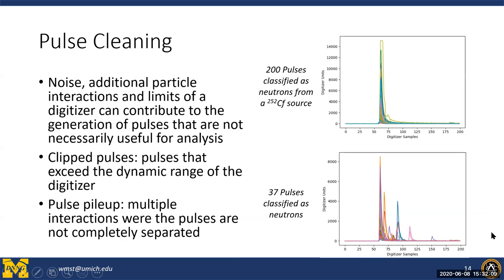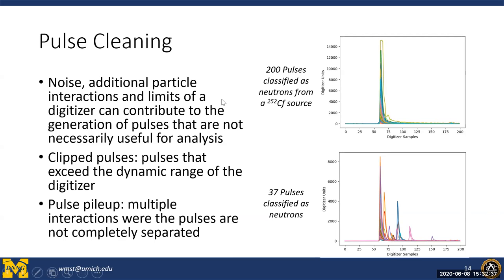There are definitely methods, and I think you'll hear about some pulse recovery methods later on when we talk about neural networks, but generally that's rather difficult and time-consuming to do. So we want to not necessarily use those pulses or have those pulses impact our data analysis. But the problem is we have to find those pulses that are not necessarily useful for our analysis.